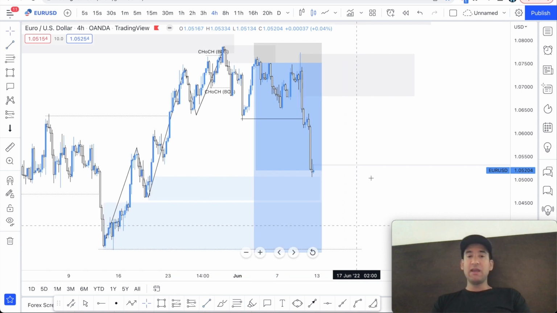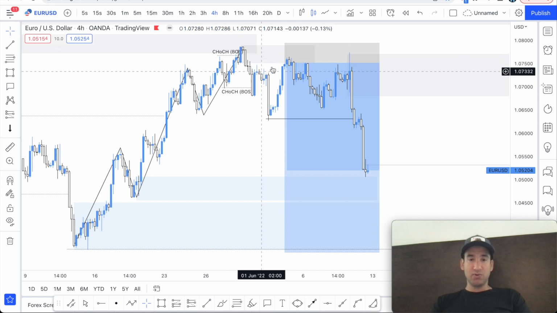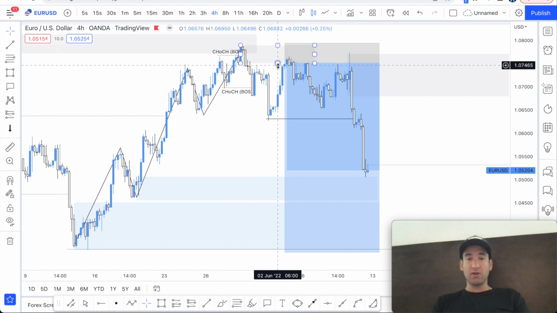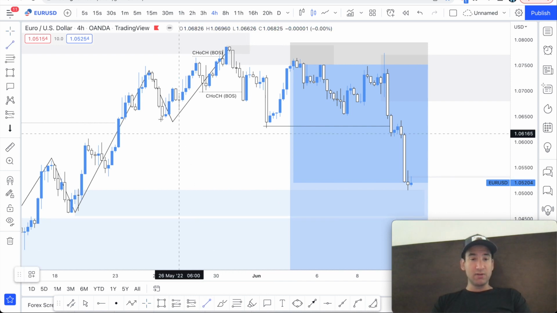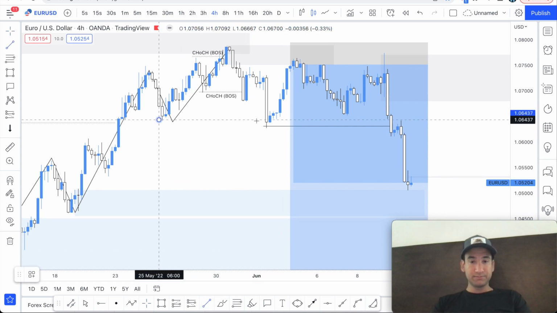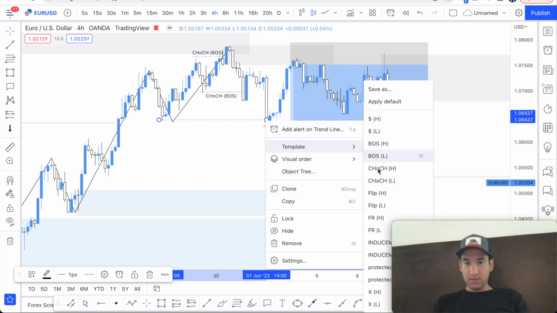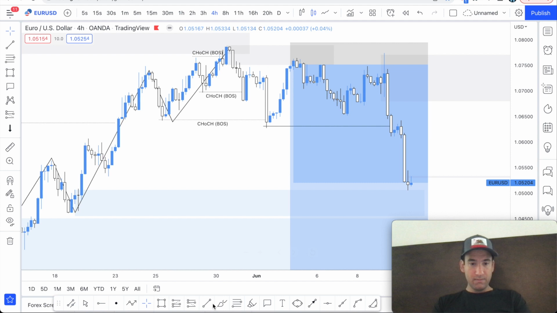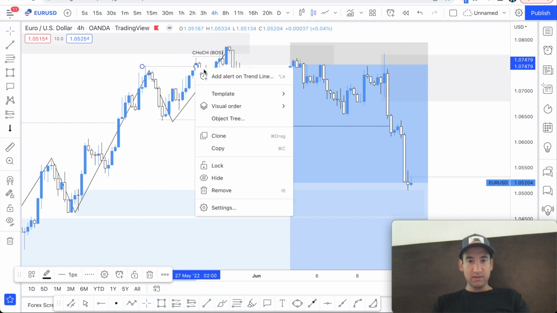Now let's look at major structure, okay? So this would have been a substructure entry, substructure minus structure entry, okay? This would be our early entry in the market. Now where's our late entry? Well, our late entry is here. Right there. This would be our late entry there, and only because we have major structure broken in the market, like this.